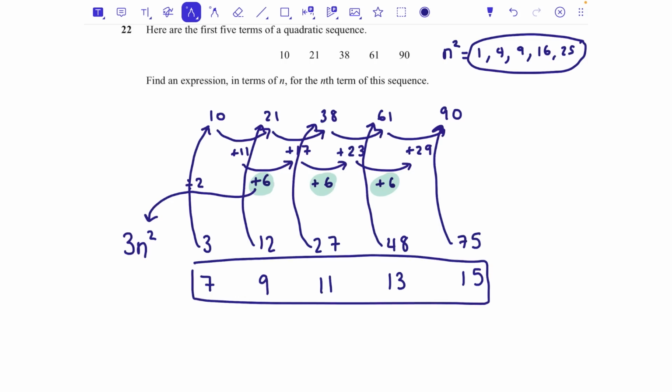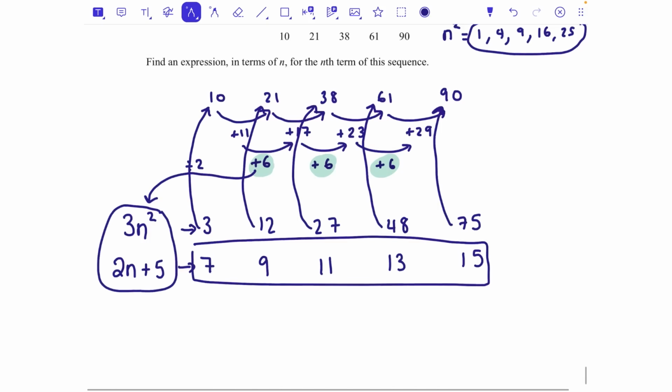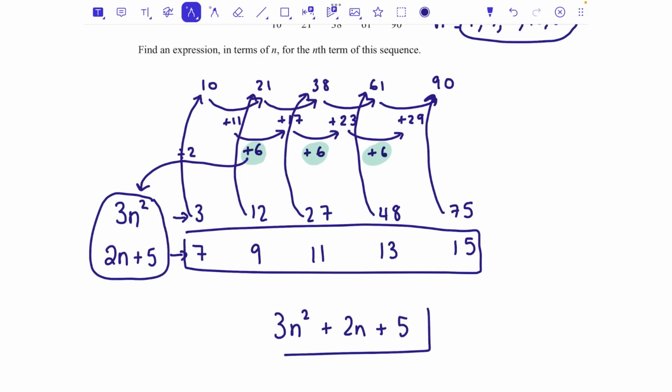This is the 2 times table, so 2n, but the 2 times table starts on a 2, this starts on a 7, so it's the 2 times table, add an extra 5. And together, those two sequences, this one and this one, when you add them, you get the sequence that we wanted. Therefore, our answer is 3n squared, add 2n, add 5.